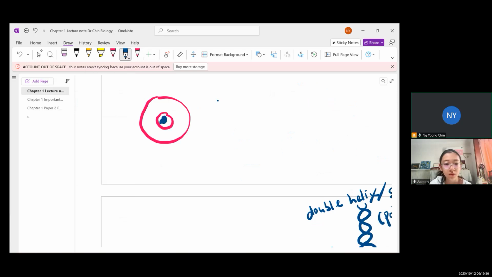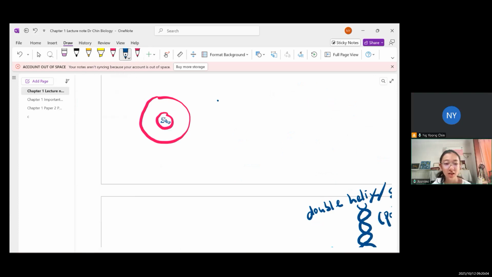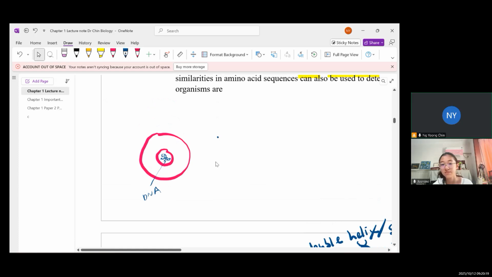Sorry, it's too thick. Just something like this. Because DNA just looks like a long thread. This is the DNA. DNA is found inside the nucleus. So this is the nucleus, and this is the whole body cell.